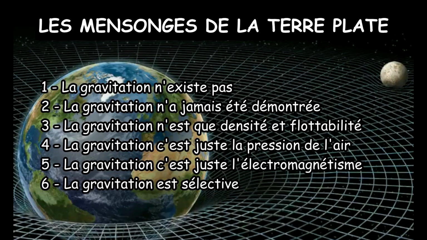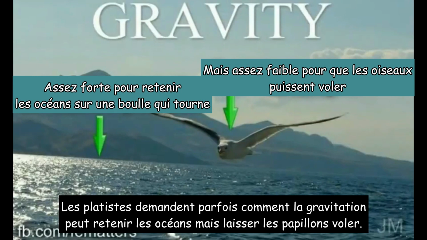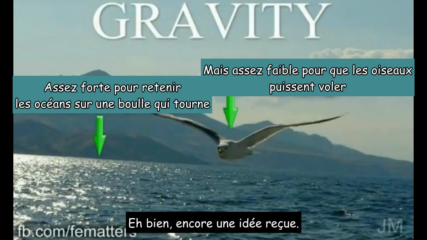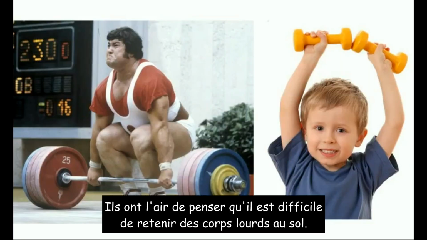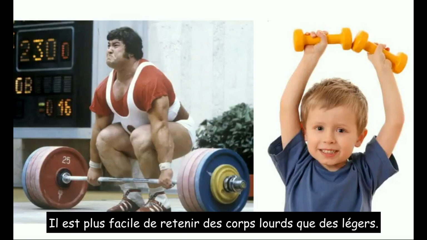Number 6. Gravity is selective. Flat earthers sometimes ask, how can gravity hold the oceans but allow butterflies to fly? Or, why aren't we crushed if gravity is so strong that it can hold the oceans? Well, this is based on another misconception. They seem to think it is hard to hold heavy things down to the earth. No, that is backwards. It is easier to hold heavier things than light things.